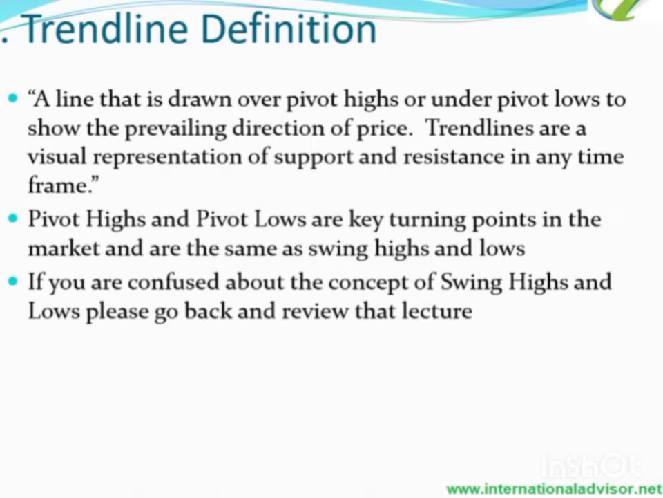A line that is drawn over pivot highs or under pivot lows to show the prevailing direction of the price. Trend lines are a visual representation of support and resistance in any time frame. This is the definition of trend line as per Investopedia.